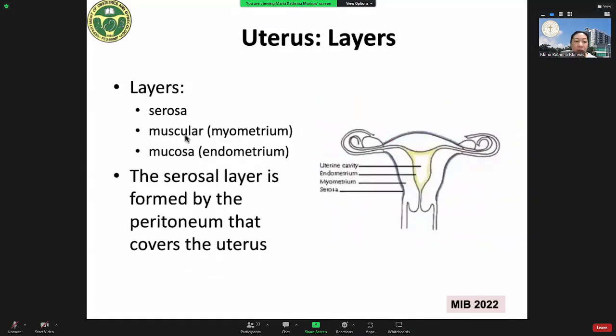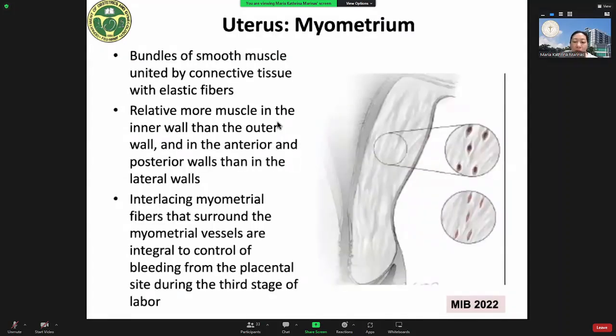So the layers: the serosa, which is the outer portion, the muscularis layer or the muscle layer, the myometrium, and the inner layer, we call it the endometrium. The bulk of the uterus, except the cervix, is muscle, and bundles of smooth muscles are united by connective tissue with elastic fibers. There is relatively more muscle in the inner wall than the outer wall, and in the anterior and posterior walls than in the lateral walls.